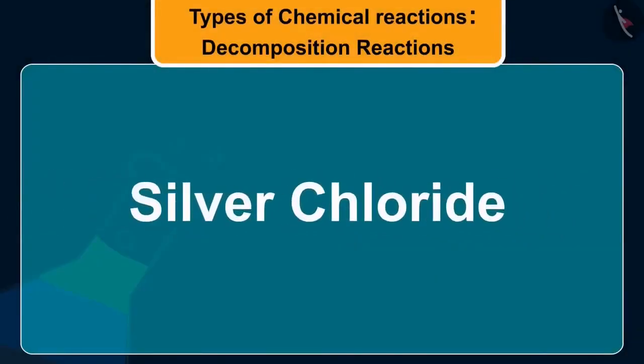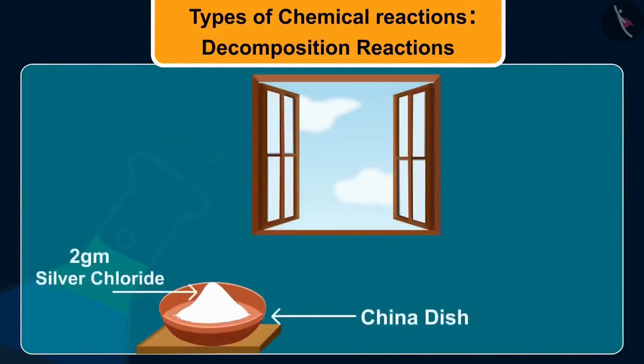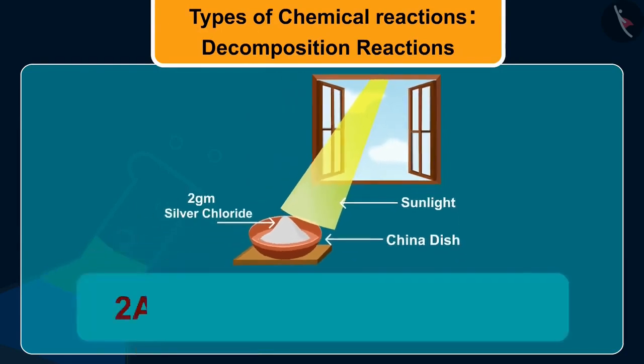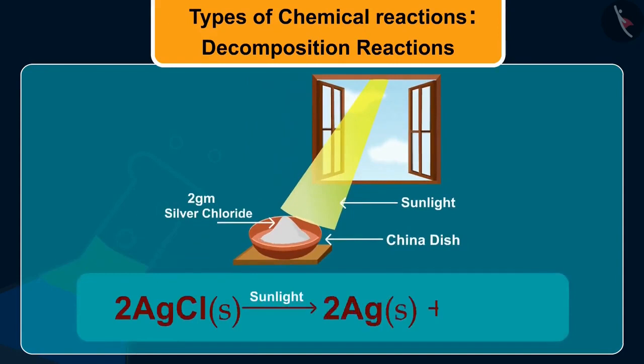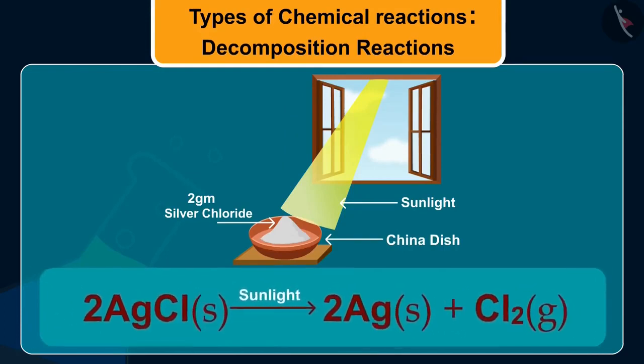Decomposition of silver chloride is another interesting example of decomposition reaction. To perform this reaction, place a small quantity of silver chloride, AgCl, in a watch glass under sunlight for some time. The crystals slowly acquire a grey color. This is because the sunlight has caused decomposition of silver chloride into silver and chlorine. The reaction for this is: silver chloride on decomposition by sunlight breaks down to form silver and chlorine.